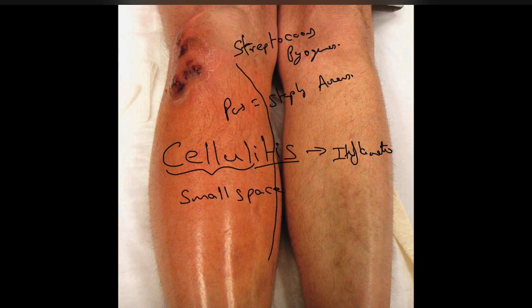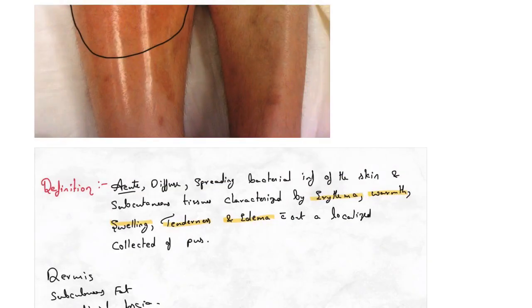You can see here you can't differentiate the borders properly, so it's poorly defined. Along with that, no fluctuance, and whenever a patient gets cellulitis, diabetes is a major risk factor. Okay, so for the most dangerous differential, that is necrotizing fasciitis.